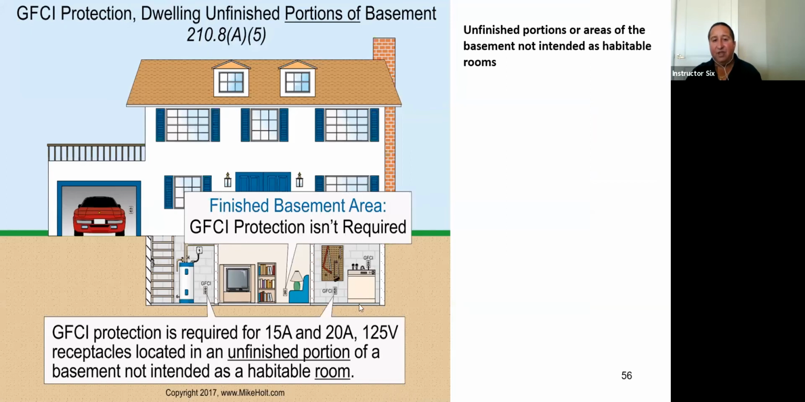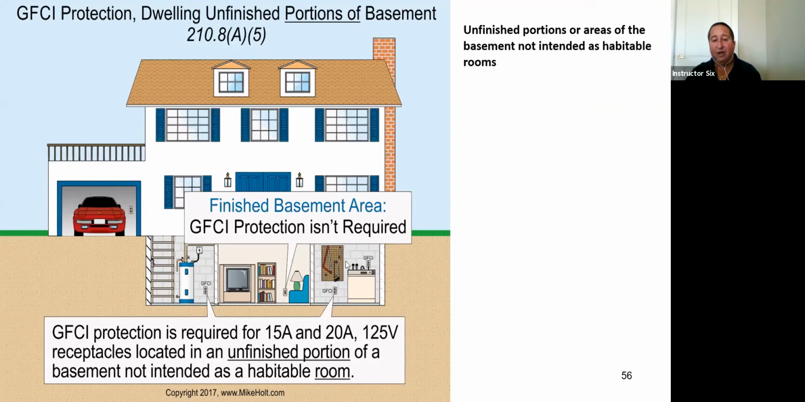So in A5, all they did was a code change, not major, but they have it here, that they added the words unfinished portion of a basement not intended as a habitable room. So if you have a basement, like you can see here with the hot water heater, this is unfinished, so they're going to need a GFI here. In the middle, you see a TV and everything, it isn't required.